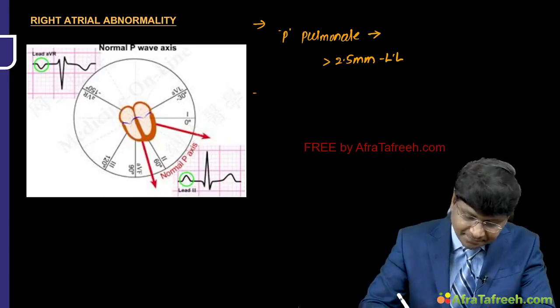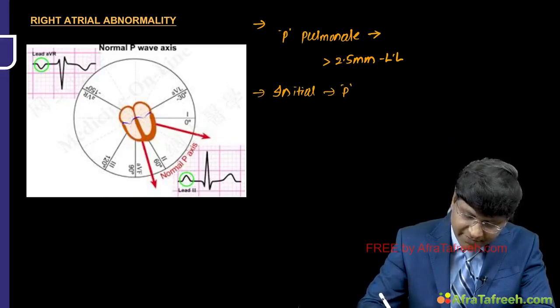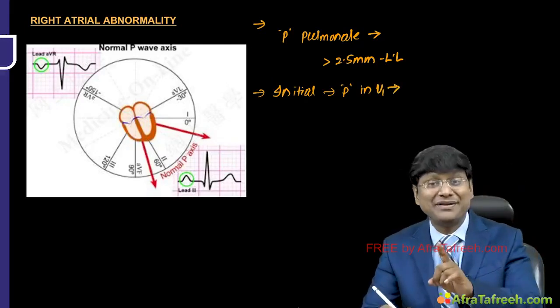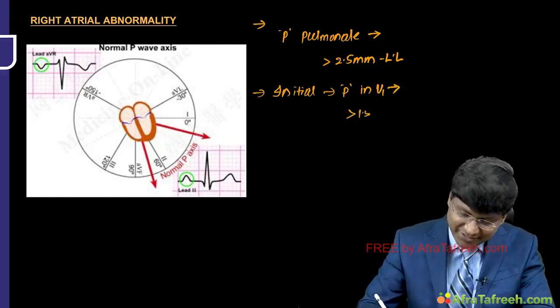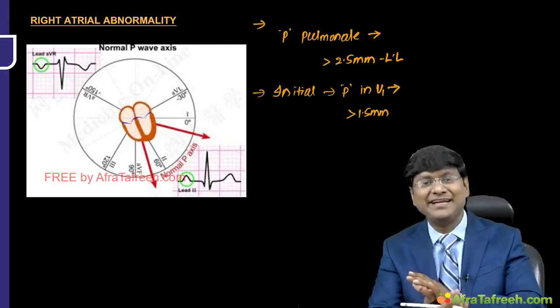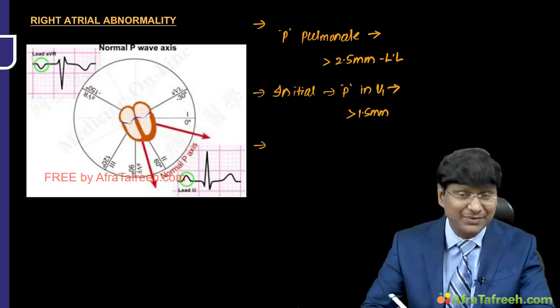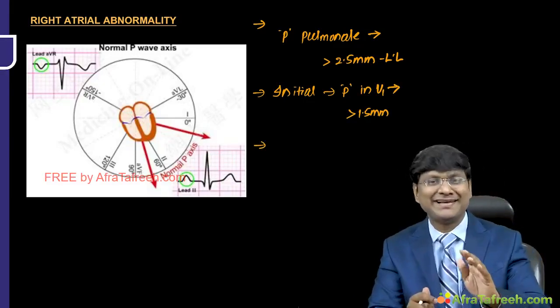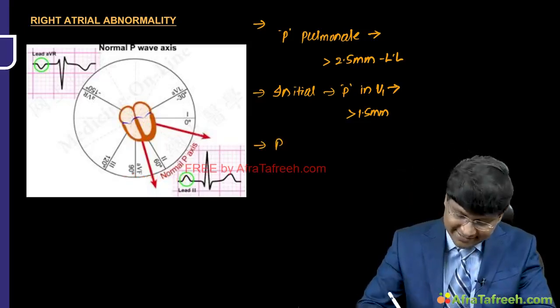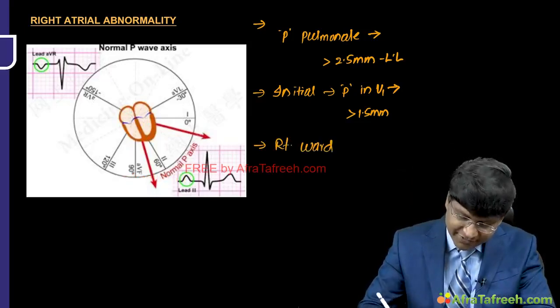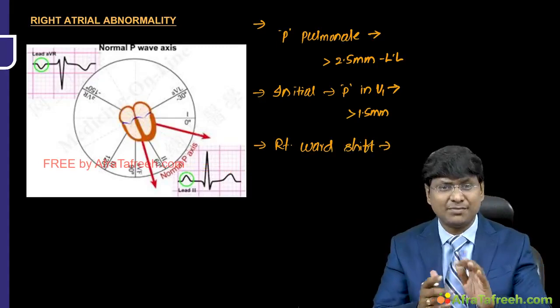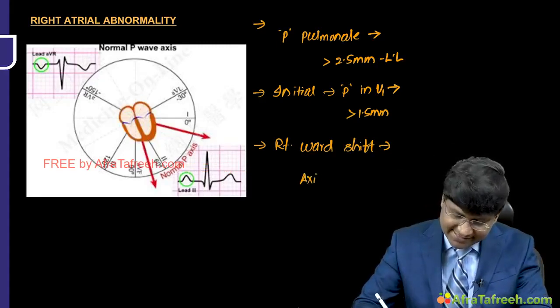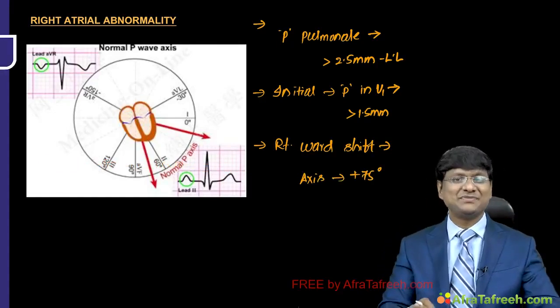Then the initial part of the P wave in lead V1 will be more than 1.5 mm. Then what will happen to the axis? The normal axis is around 60 degrees, but here there will be a rightward shift of the P wave. The axis will be around plus 75 degrees in case of right atrial hypertrophy.